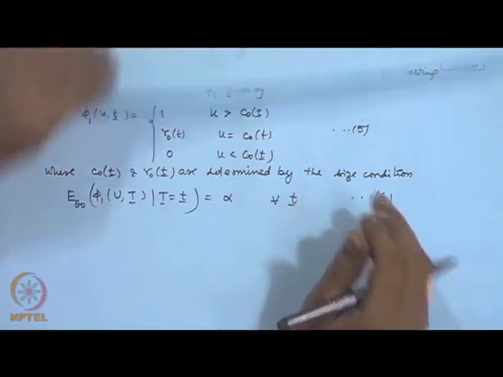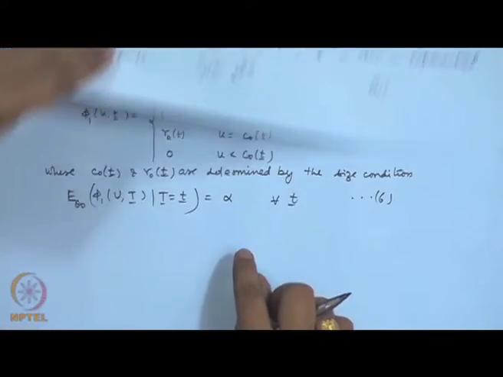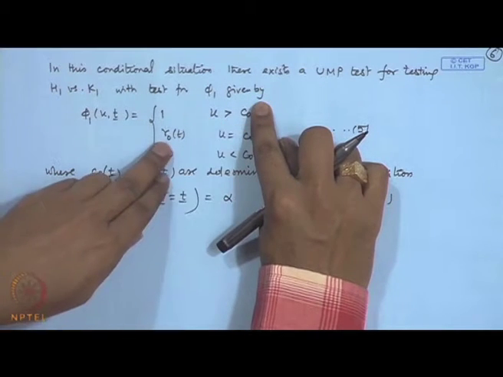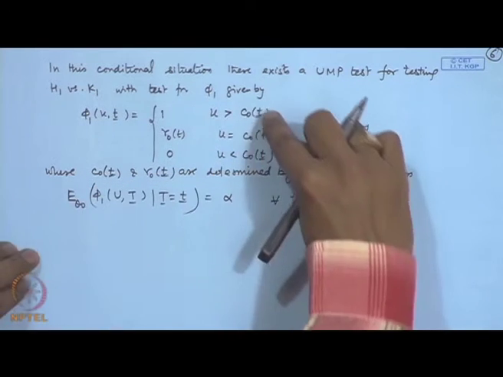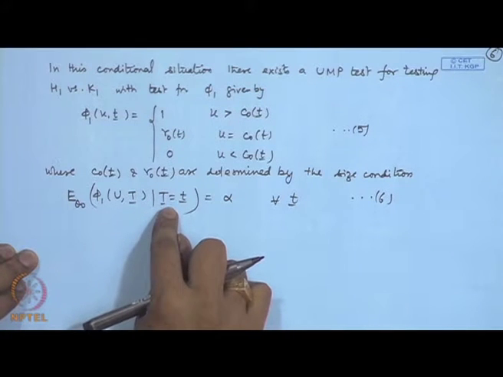In the original, we were considering simply a one parameter exponential family, and therefore the test was 1 if u is greater than C naught, gamma naught if u is equal to C naught, and 0 if u is less than C naught. But now, there is a dependence on t, and this size condition is also conditional now.